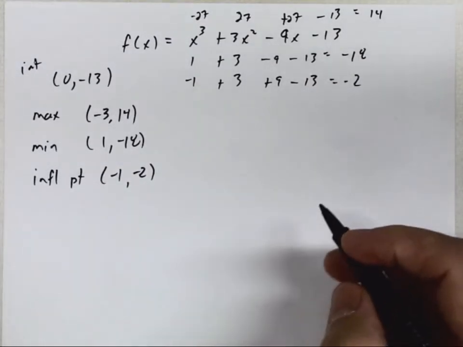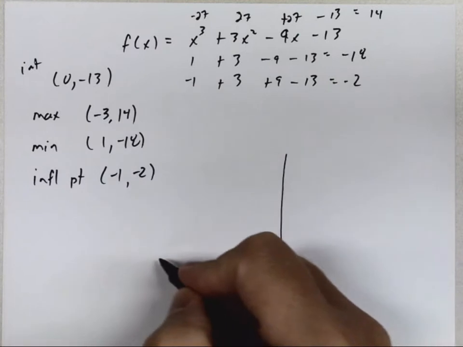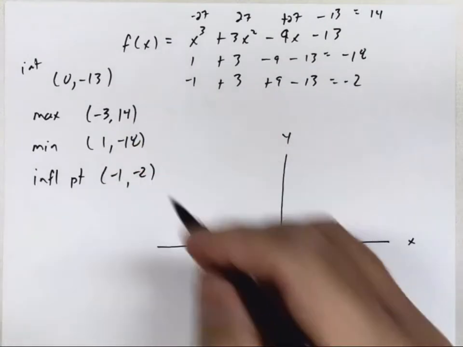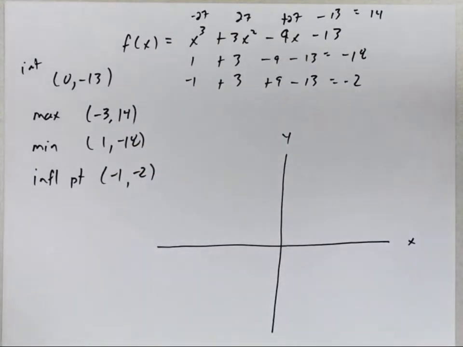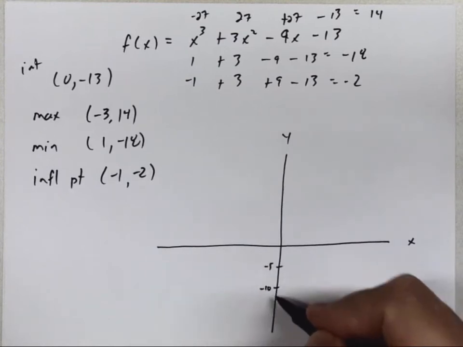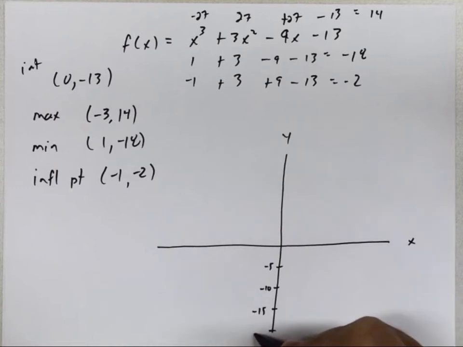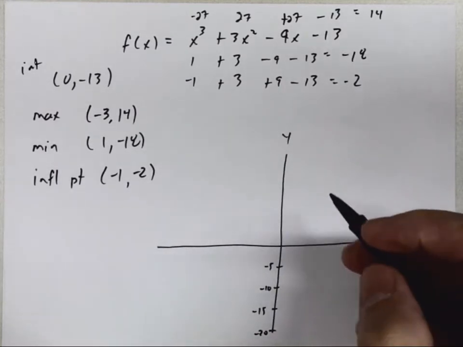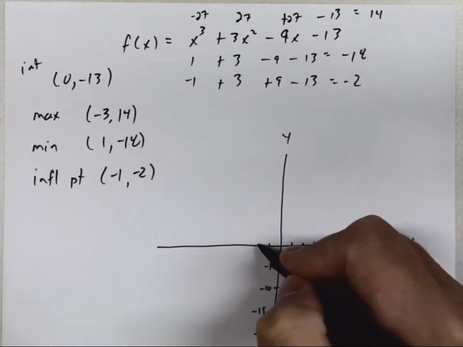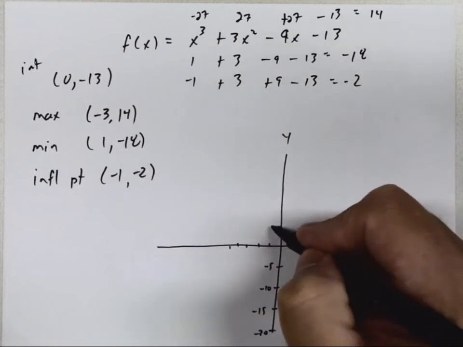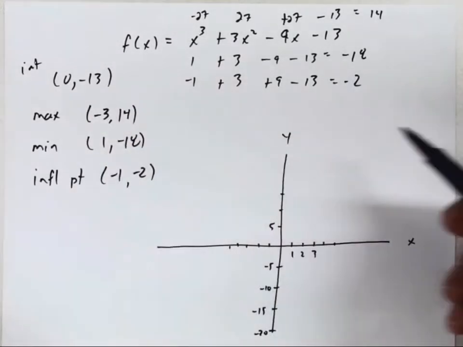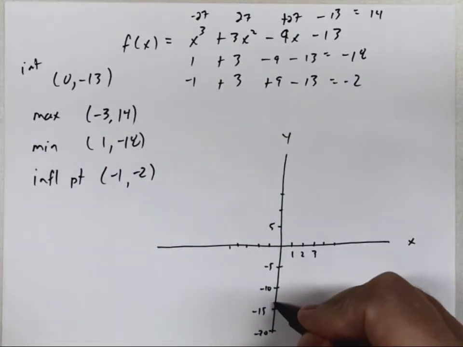So let's just plot these points and see if it even a little bit makes sense. Some of these values of y. So I've got to go like, maybe here I'll go -5, -10, -15, -20. And then maybe 1, 2, 3, 4, 5. It's 5, 10. So the intercept was 0, -13. Maybe right here.